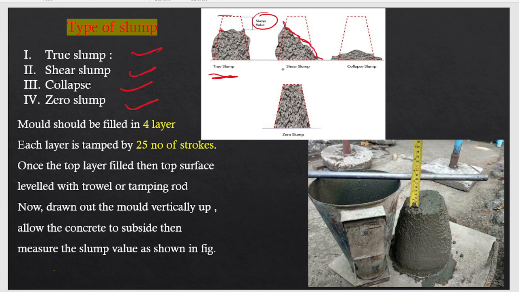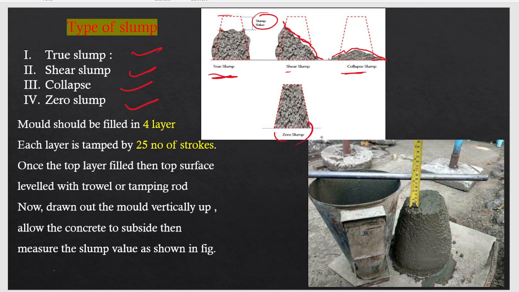It is not a true slump. Now there is a collapse slump, where the total concrete falls down and looks like a low, raised heap. So this is a collapse slump, and this is zero slump, where no concrete falls out or fails. So that is the zero slump.